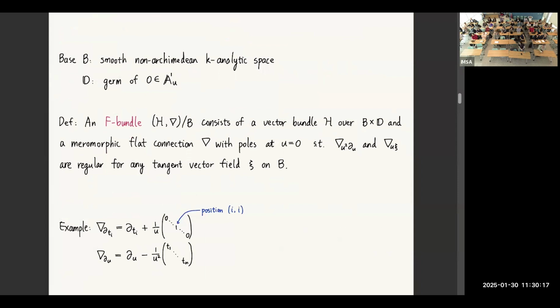To give you an idea what it may look like, you can say: that's how the connection looks if you consider the pi direction. Say that the base B has coordinates pi, then we have some first order pole here in the pi direction, and in the u direction we have a second order pole, 1 over u squared.